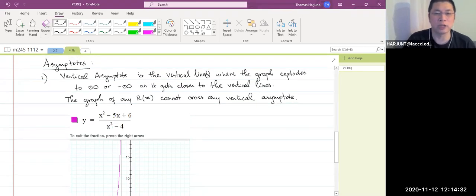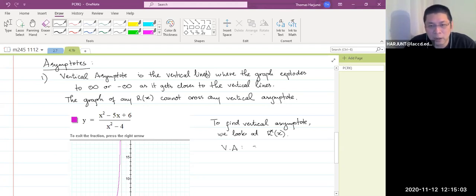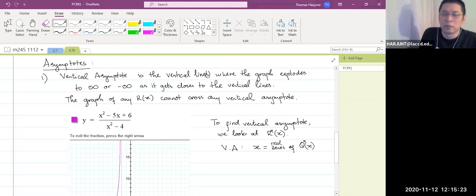Now, how to find the vertical asymptote then? To find the vertical asymptote, we look at the simplified version. In fact, the vertical asymptote is given by a vertical line. So it must be x equals to what? The zeros of the denominator of the simplified version. The real zeros of the denominator of the simplified version.